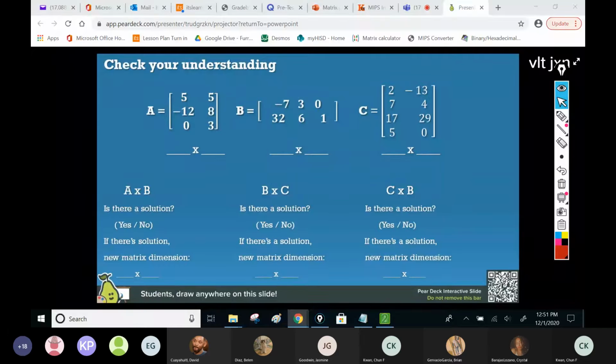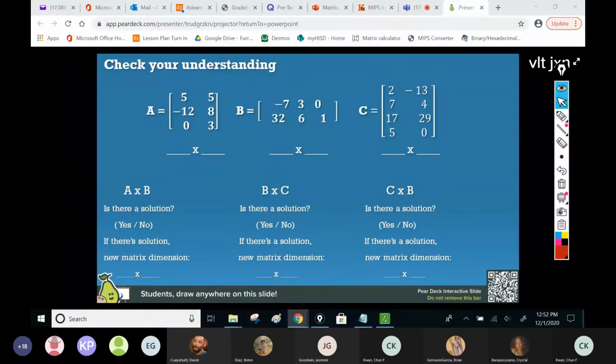Right, Andrew, check the dimension for matrix C. Is that 3 or like 2? I can't tell. It should be a 4 by 2. Not so sure if there's a 2 or 3. And then the 8 times B, yes, there's a solution. Now tell me what is the new matrix dimension. So the new matrix dimension is going to be the outer number. It's the outer number.